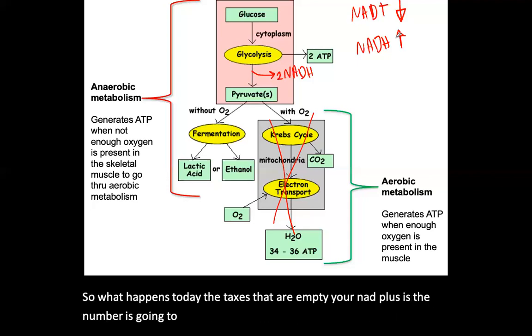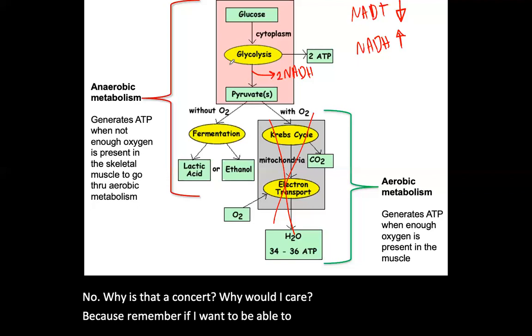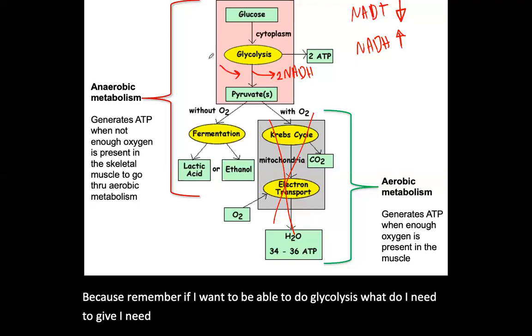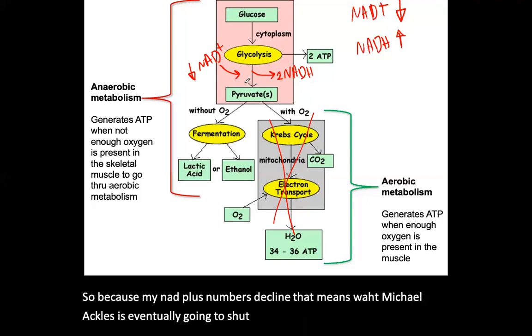Now, why is that a concern? Why would I care? Because remember, if I want to be able to do glycolysis, what do I need to give? I need to give NAD plus to be able to produce the NADH. So because my NAD plus numbers decline, that means what? My glycolysis is eventually going to shut down too.